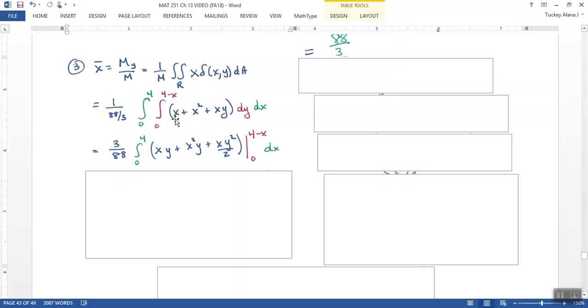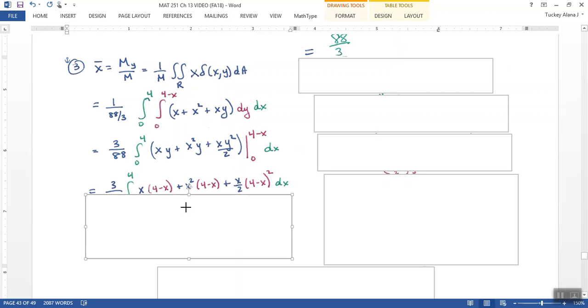And then xy plus x squared y plus xy squared over 2. I'm integrating each of those three terms with respect to y, and then taking them from 0 to 4 minus x. So I'm going to stick 4 minus x in there wherever there was a y, and that'll give me some terrible, terrible integral that I don't want to do. There it is, and I have no desire to find that by hand.